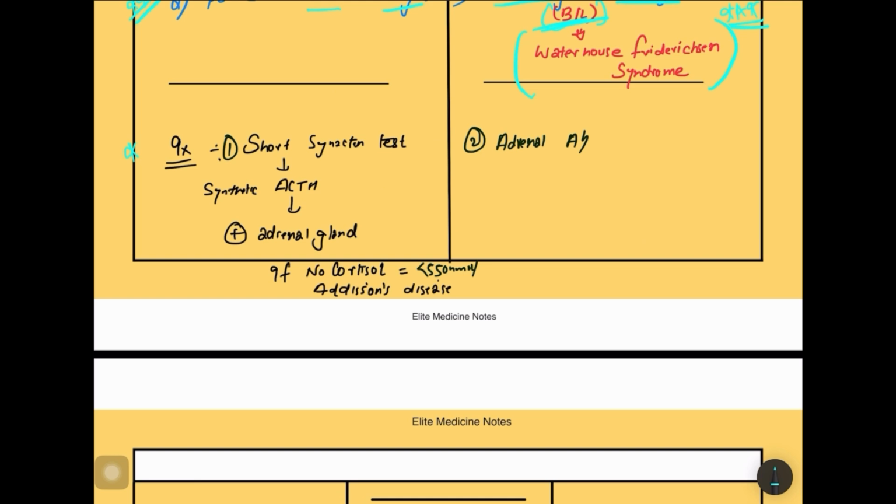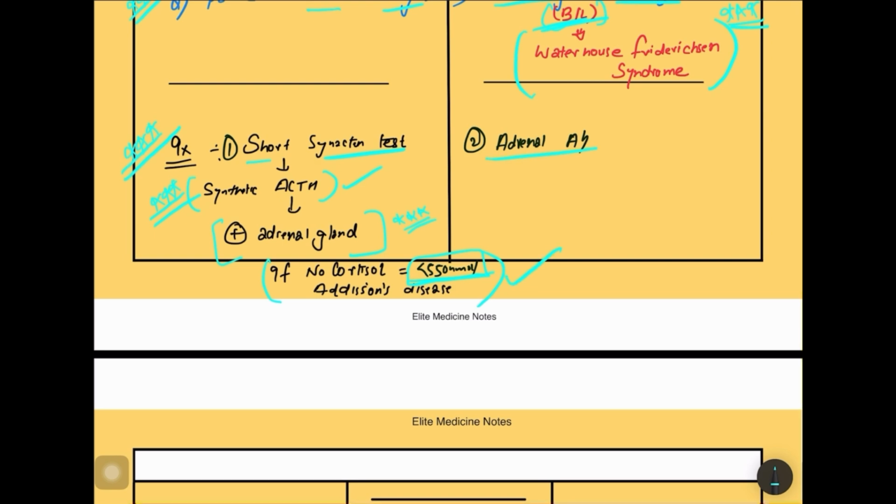So now how will you investigate a patient coming to you with Addison's disease? You will do a short synacthen test. What we do in the short synacthen test, we take a synthetic ACTH. This synthetic ACTH will stimulate the adrenal gland normally, okay? But we know in Addison's disease there is autoimmune destruction of the adrenal gland, so this adrenal gland will not get stimulated, so there will be no production of cortisol from the adrenal gland, so the level of cortisol will be less than 550 nanomoles, okay? So it is a diagnosis of Addison's disease.